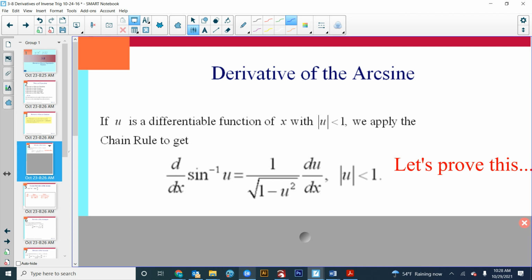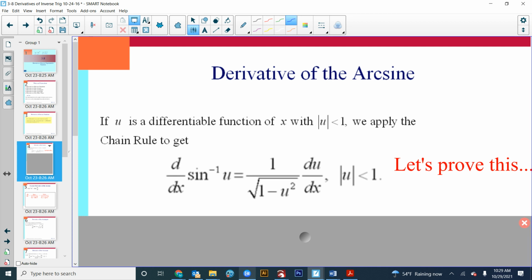Every rule we learn from here on out is going to be written as the chain rule to allow for it to be something other than x on the inside, like 5x, 10x, radical x. We could go a lot of different directions. That's why I hesitated a little bit because I don't know how much in depth you guys got last year with inverse trig functions.